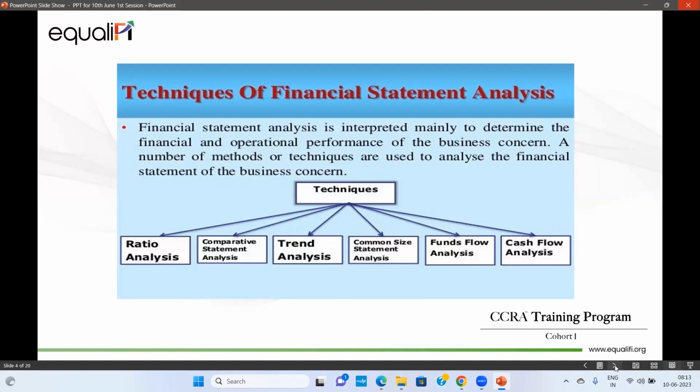When we talk about comparative statement analysis, what do I mean by this? Any idea? Can you please put it in the chat box? What do I mean by comparative statement analysis? You can put it in the chat box. Any idea? I'll definitely explain.